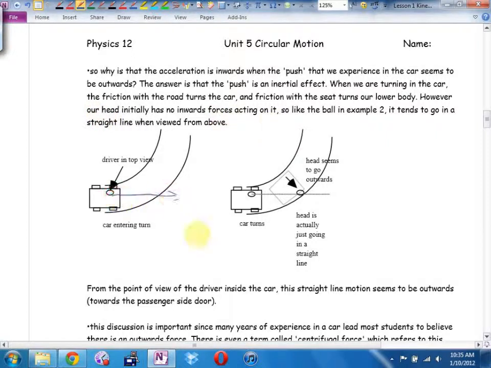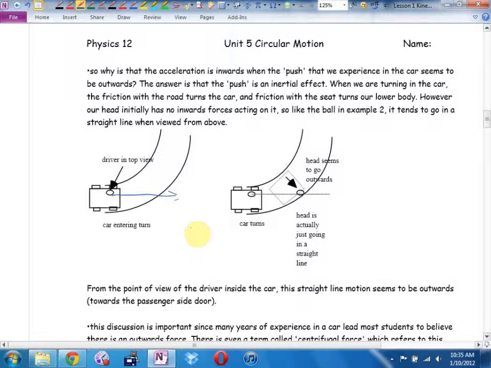But you don't realize that. You think you're getting pushed outwards and you're creating a force reacting to that push outwards. You're not. You want to keep going in a straight line and the car is moving out from underneath you. So you've got to push inwards to match the car, which is moving inwards. Does that make sense? Not the way we feel it, but that's what's going on.